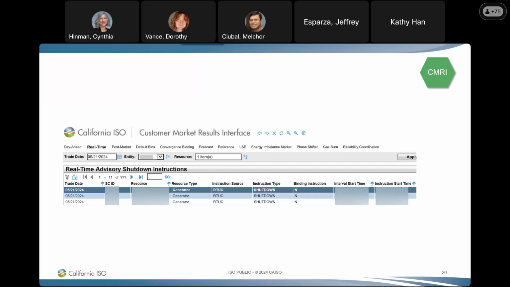And the binding instruction should be a no, because it's an advisory at that point. And then there's the interval start time and the instruction start time. The interval start time represents the interval when the advisory was first submitted, and the instruction start time will represent the actual time when the instruction would start. So that's what you're going to see in this report. The report is updated every 15 minutes, and this should be available when we go live.